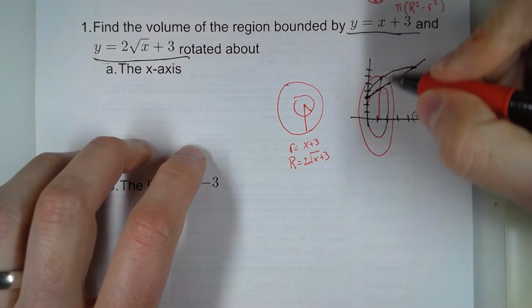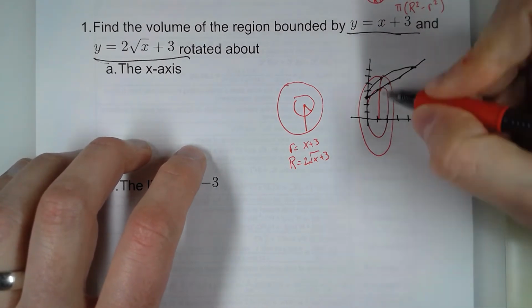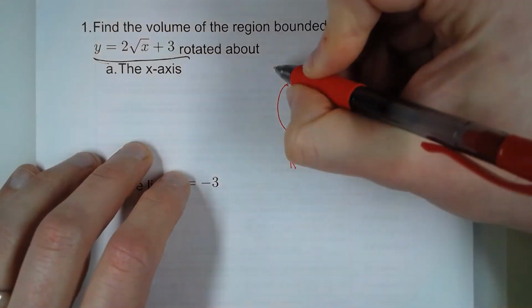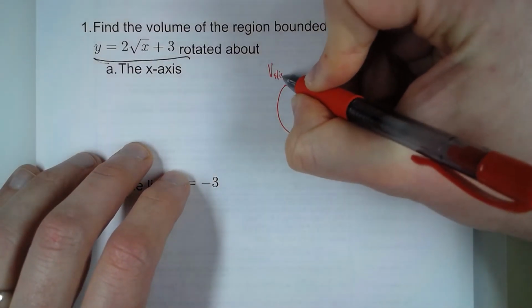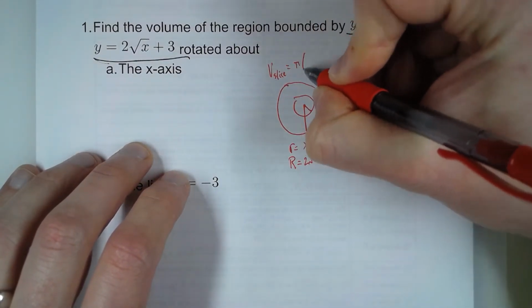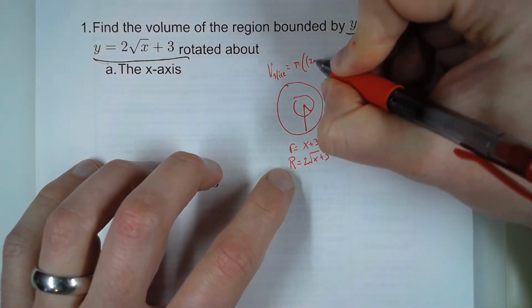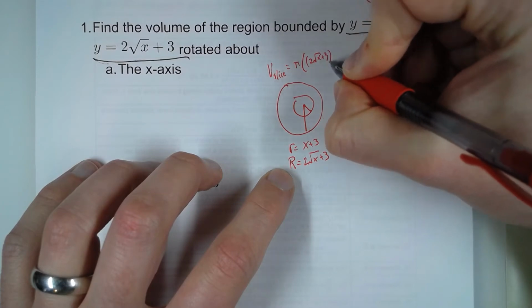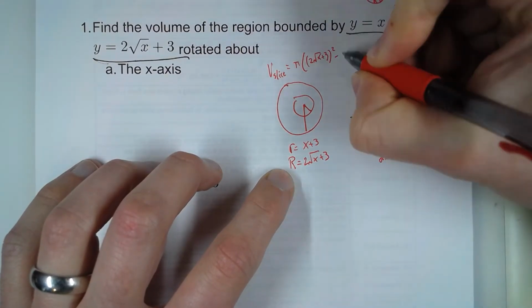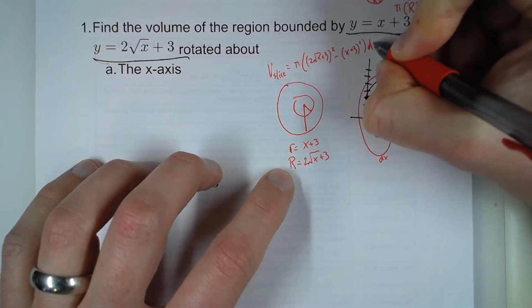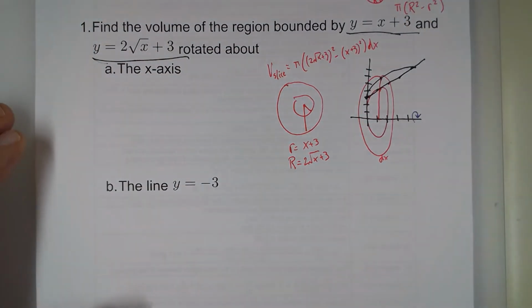Now, the way these are oriented, they're perpendicular to the x-axis. So the thickness is dx. So the volume of this slice is going to be pi times big R squared. So I'm going to square that. 2 square root of x plus 3 quantity squared. And then minus x plus 3, that's little r squared, times dx.